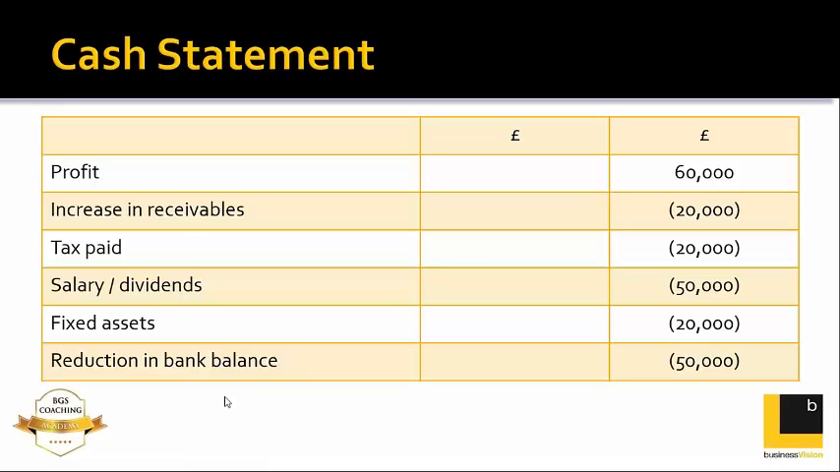So in that example, the business has made £60,000 profit, but the actual money in the bank was £50,000 down. And that's why businesses can go bust, even though they've got a good profit. It's because it's where the money goes after they've made the profit. Profit isn't a guarantee of money in the bank. So quite an important statement.